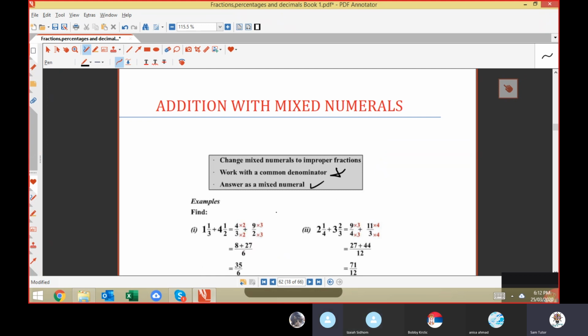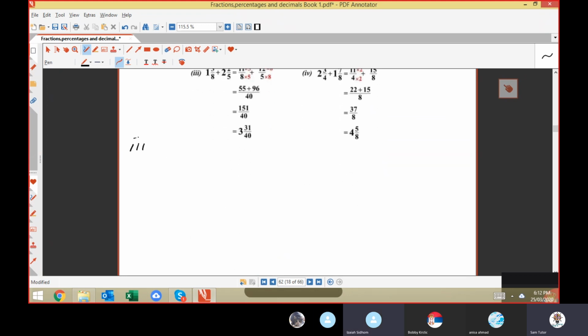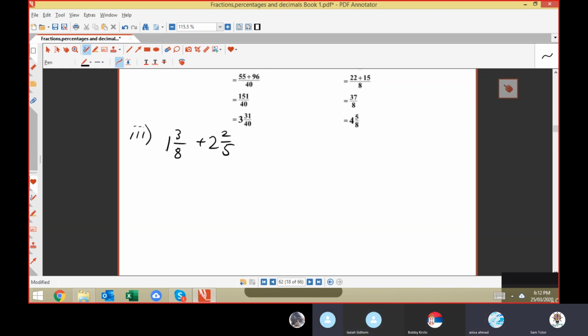So let's actually look at how we do these questions. I'll do triple I. 1 3/8 plus 2 2/5. Okay, are we ready for it? First, we convert these to improper fractions. So 1 times 8 is 8 plus 3. 2 times 5 is 10, 10 plus 2.